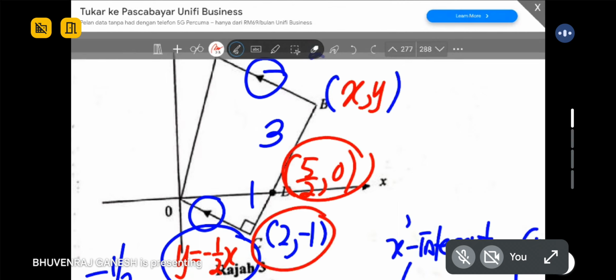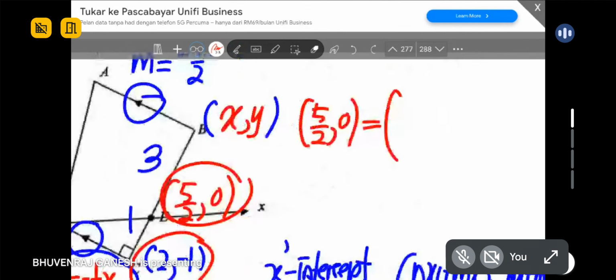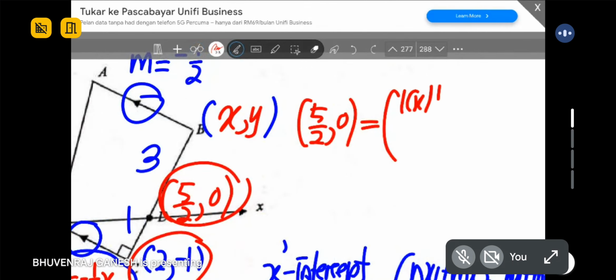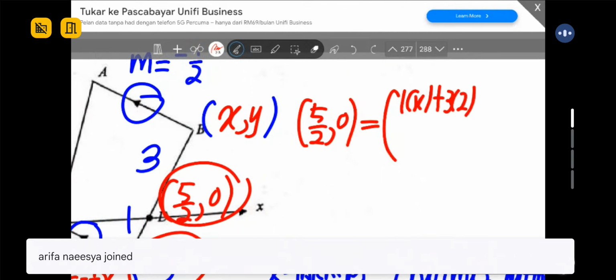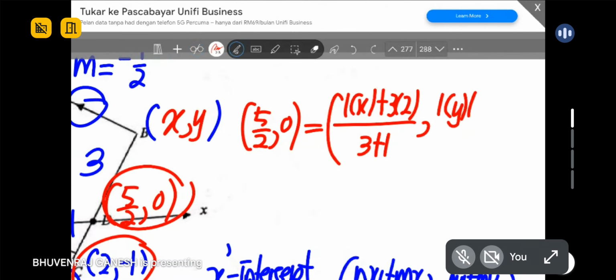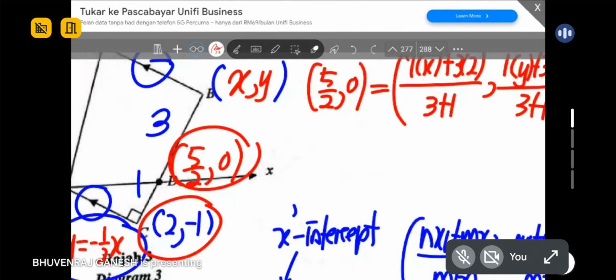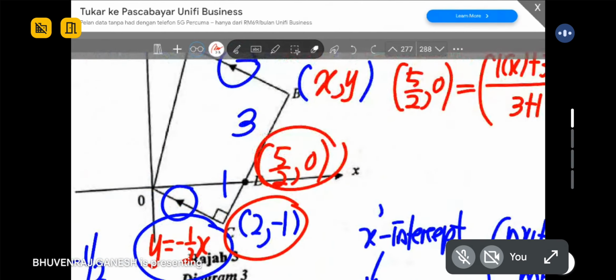B is XY. So divisor, pembahagi dia. Okay, so you guys can just use the formula: (nx1 + mx2) over (m + n), and then (ny1 + my2) over (m + n). This is the formula, guys. So you guys solve for x and y. Selesaikan saja. Then you will get the answer for coordinate B.